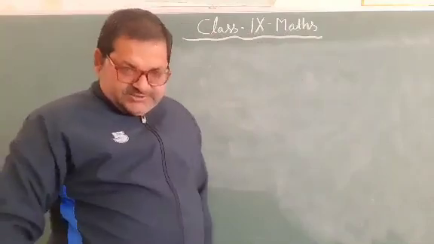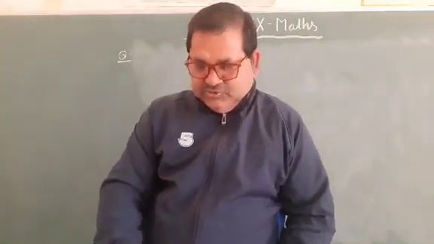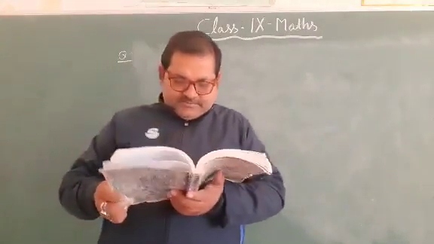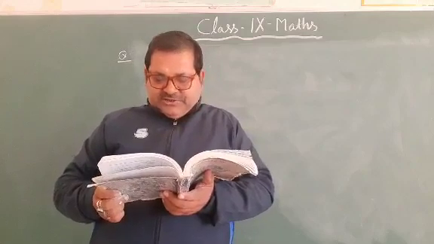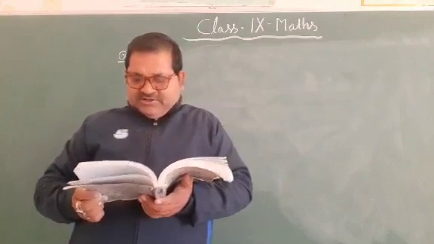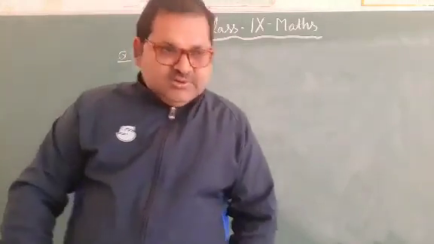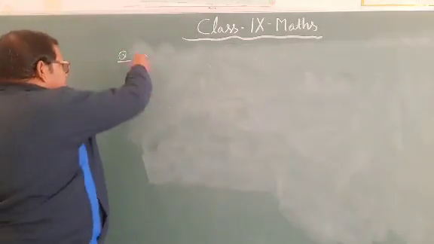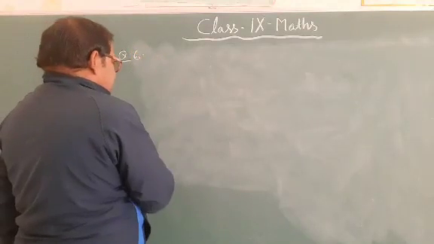Now question number 6. Find the radius of a sphere whose surface area is 154. In this question, surface area is given.